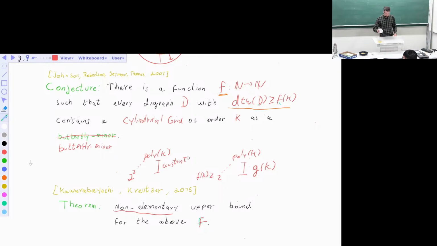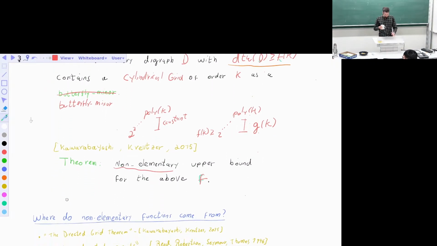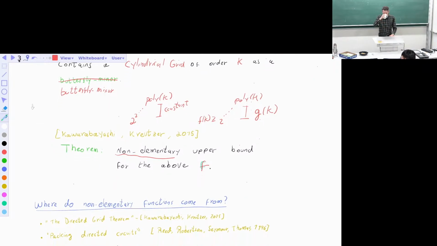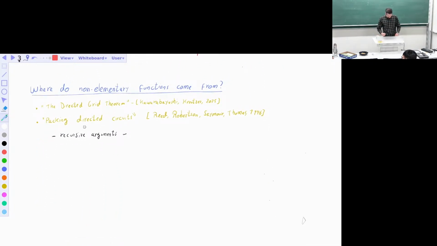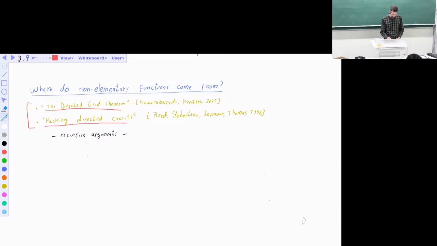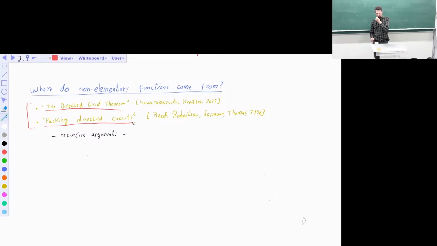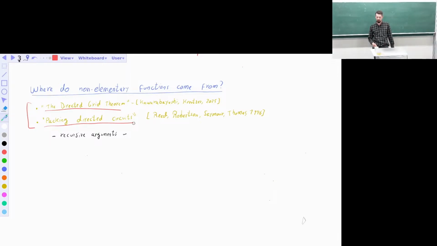Before I tell you how we obtained this, I would like to talk a little bit about how these non-elementary functions even pop up in this kind of result. I'm going to focus on what two papers do: first the paper about the directed grid theorem, and also the paper about packing directed cycles. They have some arguments in common.